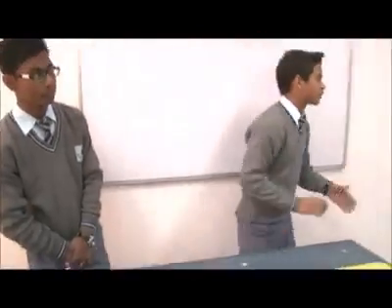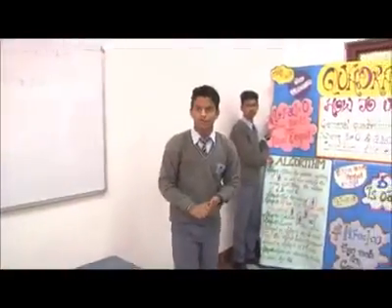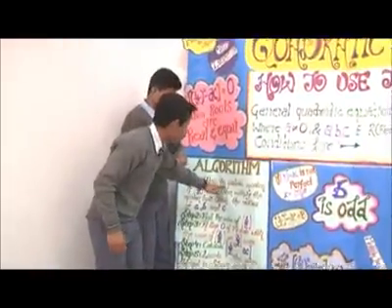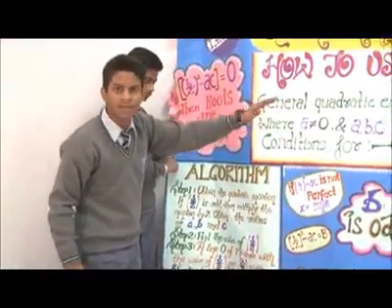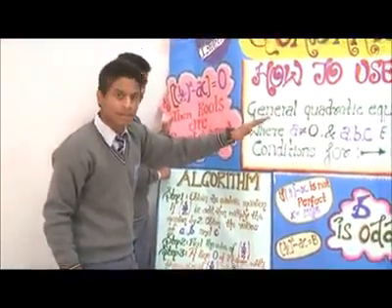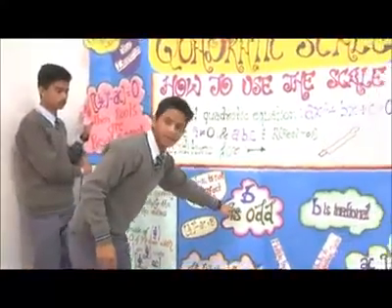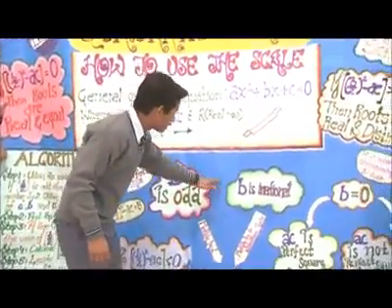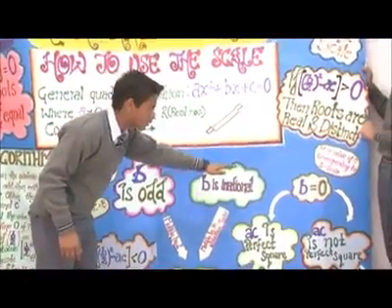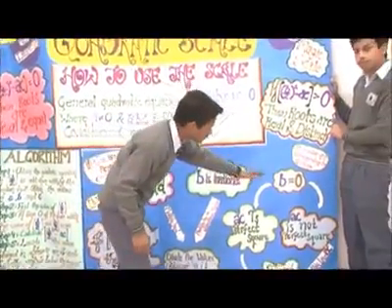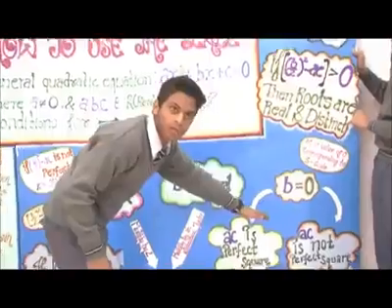Now we have some steps to find the roots, as given in our algorithm. The first step is to obtain the quadratic equation in the form x² + bx + c = 0. And now we have four conditions. First, b is odd. Second, b is irrational. Third, b is equal to 0 and ac is a perfect square. Fourth, b is equal to 0 and ac is not a perfect square.